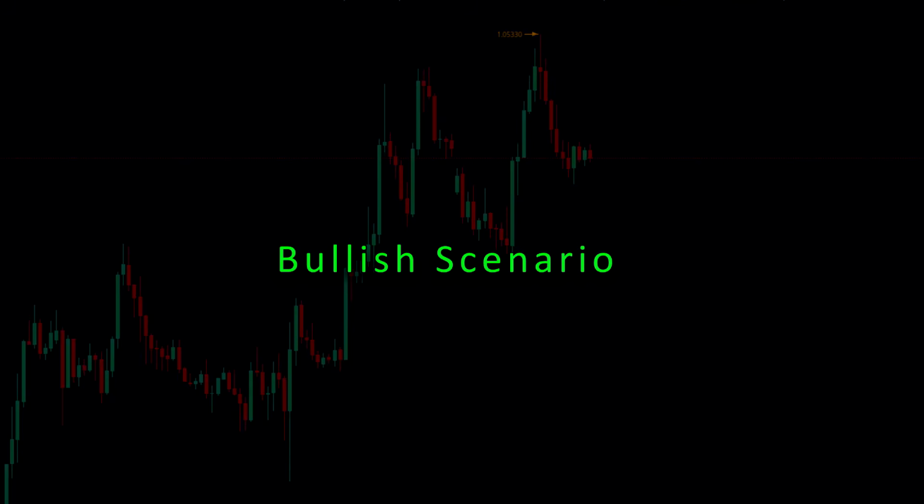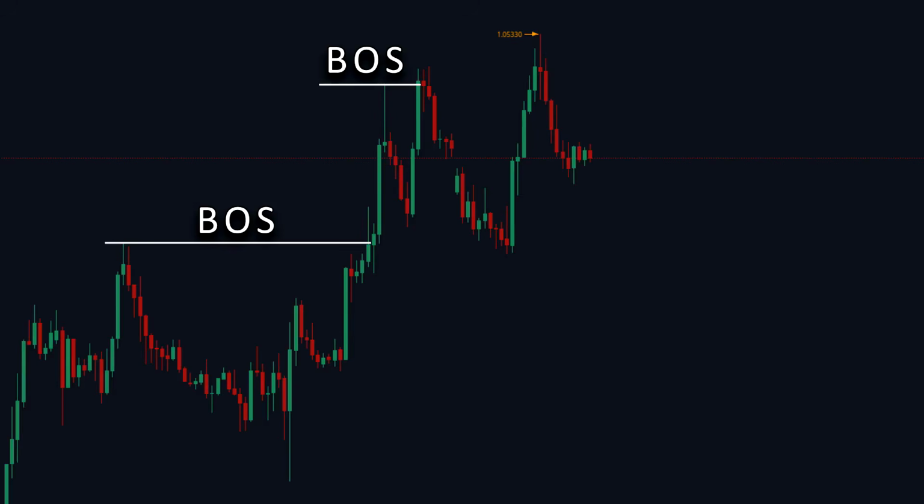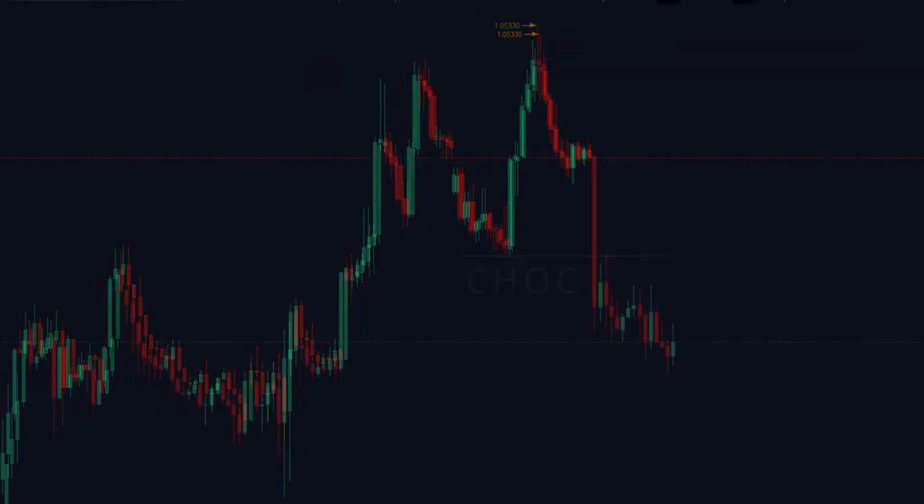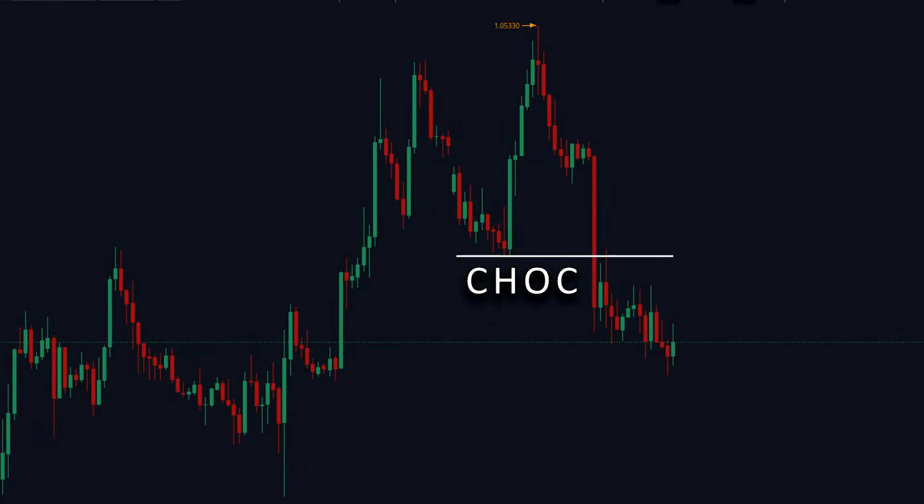Bullish scenario. On the candlestick chart, multiple breaks of structure to the upside confirm a bullish trend. However, at a certain point, price makes a liquidity sweep above a previous high. This often signals a possible reversal. If price breaks and closes below a key low, this confirms a change of character, meaning buyers have lost strength and sellers are now in control.